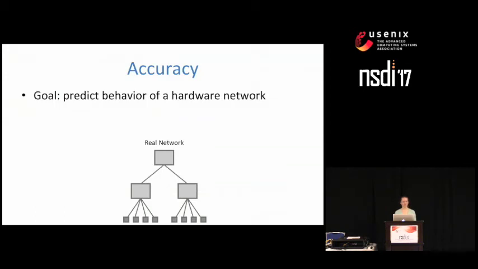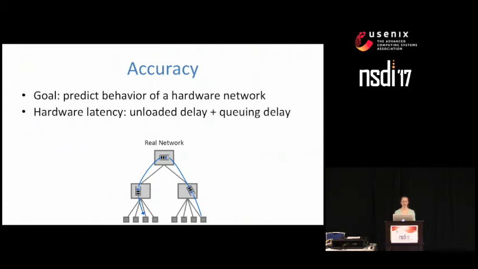To be a viable platform for experimentation, Flexplane must be accurate, meaning the results achieved in Flexplane predict those achieved on a hardware network running the same resource management scheme. To understand how Flexplane deviates from perfect accuracy, let's compare the latency experienced by a packet in a hardware network to that of a packet in Flexplane. In a hardware network running a given resource management scheme, the latency of a packet is the sum of the one-way unloaded delay, meaning the one-way latency in an uncongested network, and the one-way queuing delay.